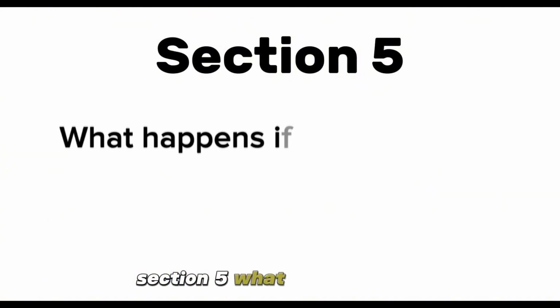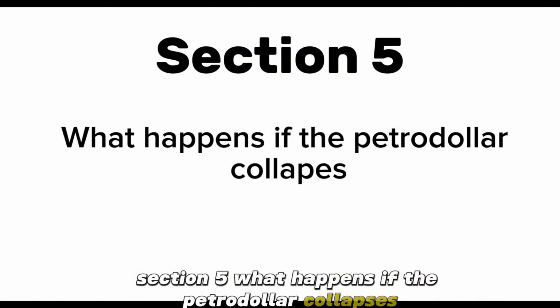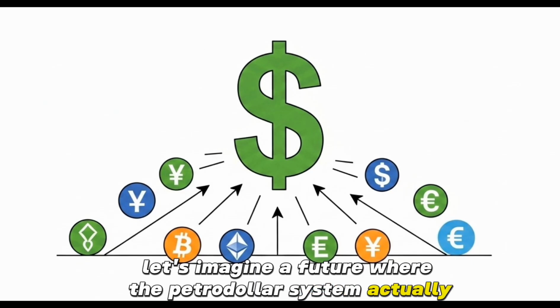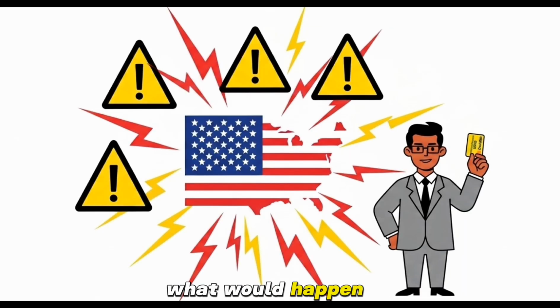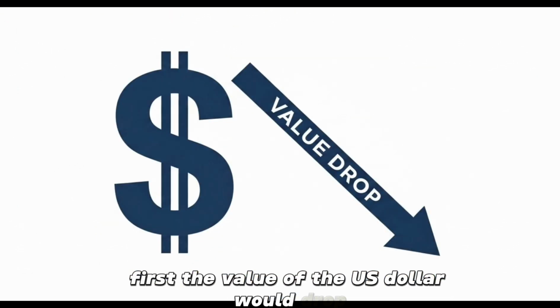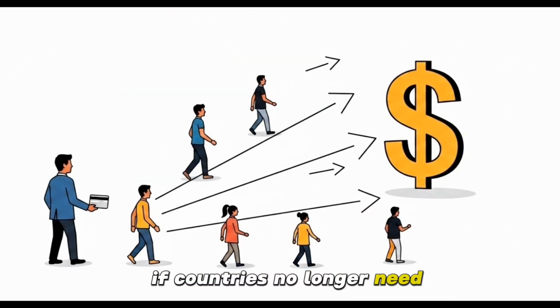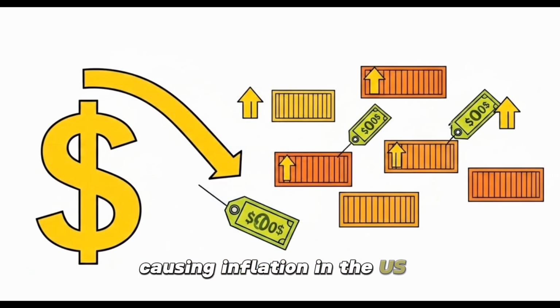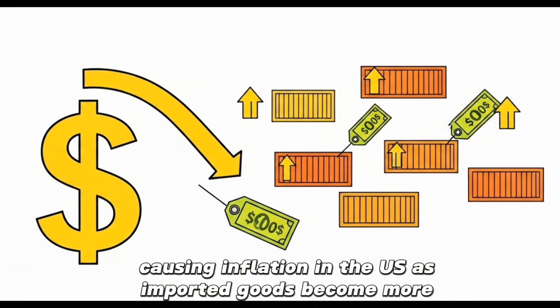Section 5. What happens if the petrodollar collapses? Now, let's imagine a future where the petrodollar system actually collapses. What would happen? Well, the consequences would be huge, especially for the United States. First, the value of the US dollar would drop. If countries no longer need dollars to buy oil, demand for the dollar would fall. This would make the dollar weaker, causing inflation in the US as imported goods become more expensive.